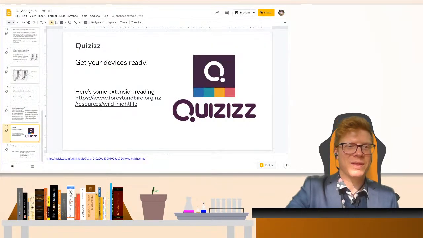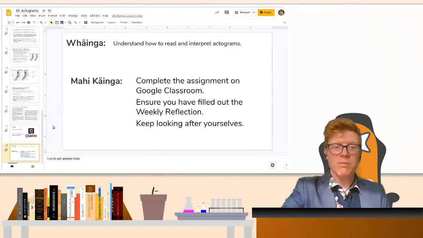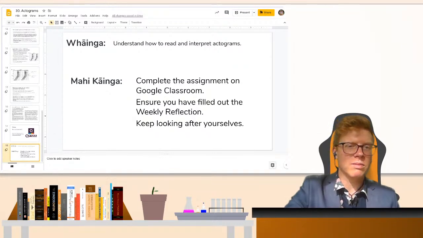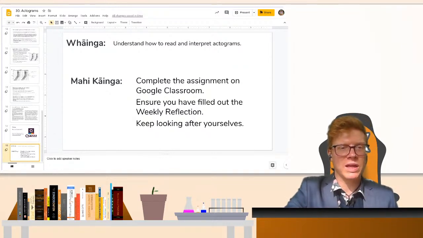Okay, let's flick back here. So I think that brings us to a conclusion for today. Hopefully we're feeling reasonably confident with our reading and interpreting actograms. If we need to spend some more time on that, you're more than welcome to do so.